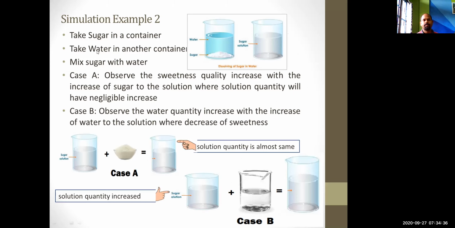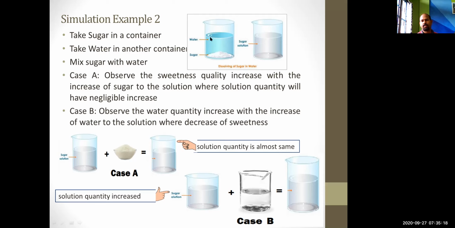Here you can see, take sugar in a container. Yes, we have a sugar container. Take water in another container. Yes, that is also taken. Mix sugar with water. You can mix gradually. You pour some sugar into the water and stir it with a spoon. It will be mixing. So two observations are there, two cases are there. Observe the sweetness increase with the increase of sugar in the solution, where the solution quantity will have a negligible increase.